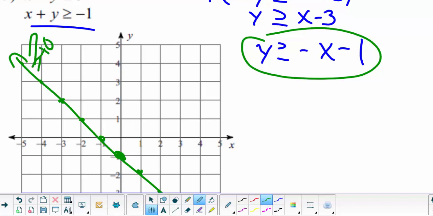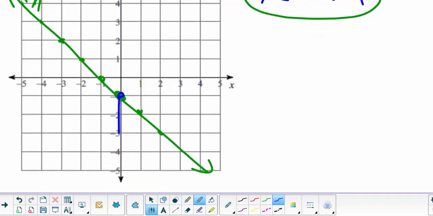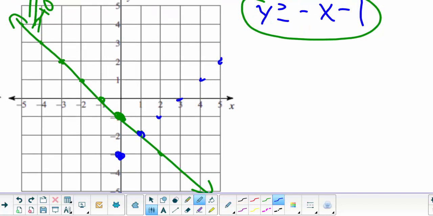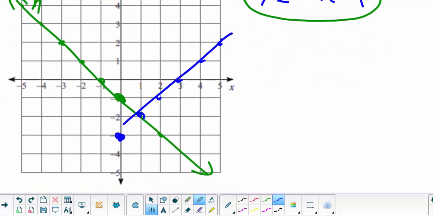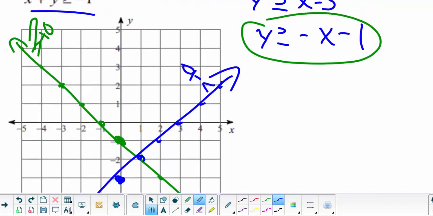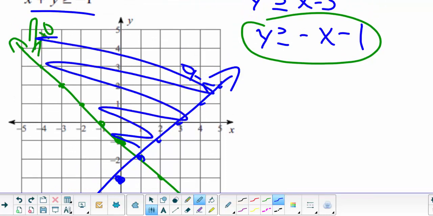There's my line. So the blue line, x minus 3, greater than or equal to. So here's x minus 3. So I'm going to go up 1 over 1, up 1 over 1, up 1 over 1, up 1 over 1. And it is greater than or equal to, so I am going to connect my dots. So greater than or equal to is right here. So the overlapping region would be right here.